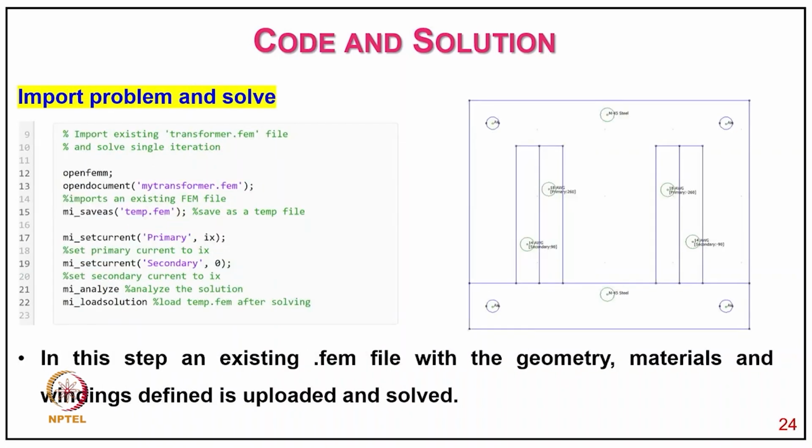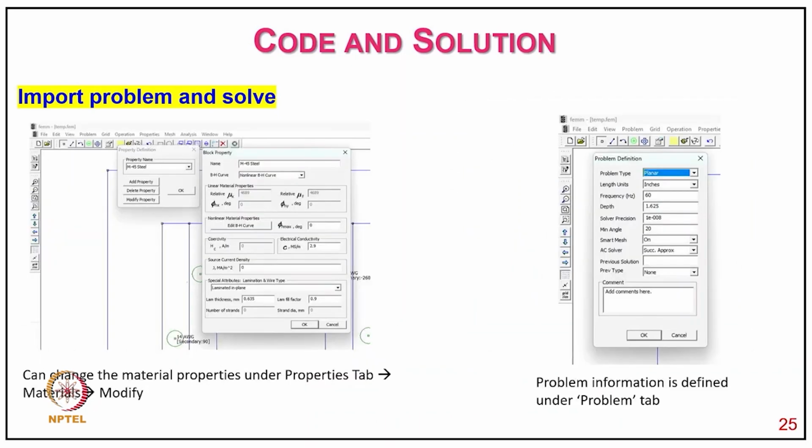Now this is the code to open FEMM and open the document, my transformer.fem, and then mi_saveas temp.fem, then mi_setcurrent primary Ix, then mi_setcurrent secondary 0, then mi_analyze and mi_loadsolution. In this step, an existing .fem file with the geometry, material and winding definitions is loaded and solved.